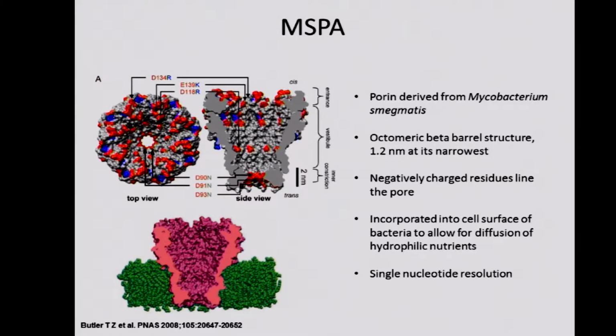translocates through the pore. Now, like the alpha-hemolysin, it has a negatively charged internal radius, which is great for DNA. We wouldn't want a positively charged internal core, because then our DNA wouldn't translocate through it. And this is important for the organism itself, because this allows for the diffusion of hydrophilic nutrients into the cell. So when the cell needs things, relatively large molecules in the world of molecules, this allows for the diffusion of those into the cell.